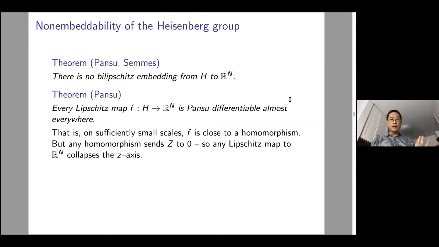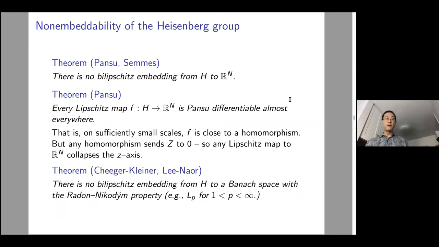We are interested not just in Rn, but in Lp spaces, but this same theorem generalizes to Lp spaces. Cheeger and Kleiner, and Lee and Naor, showed that there's no bi-Lipschitz embedding from the Heisenberg group to a Banach space with the Radon-Nikodym property. So Lp spaces for p bigger than one, less than infinity. Is it okay so far?